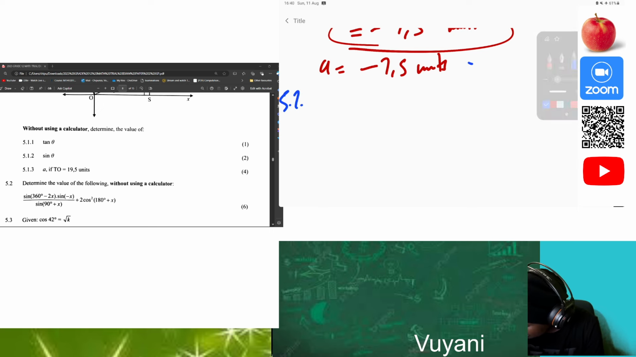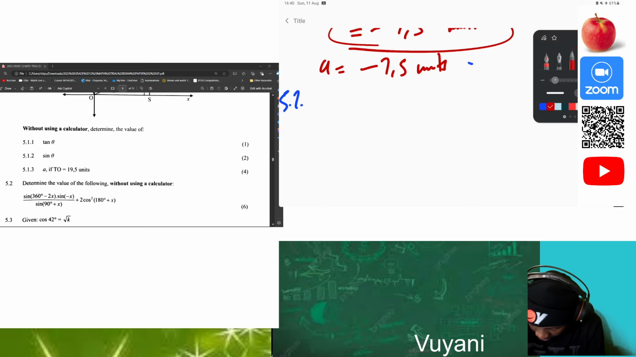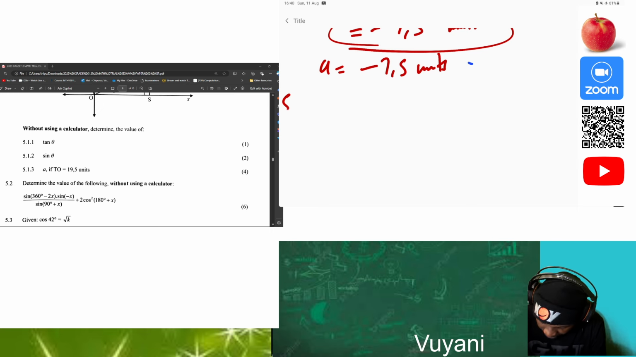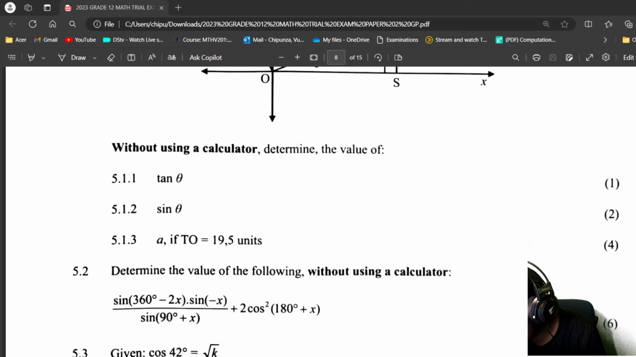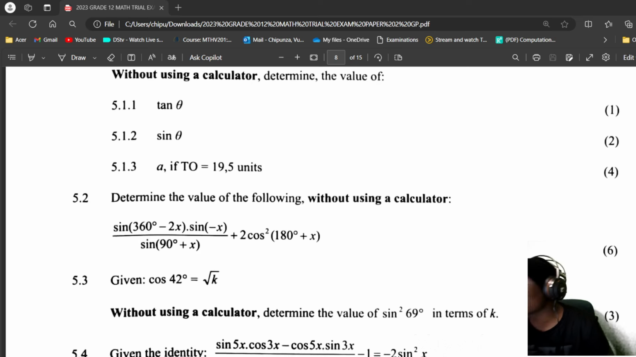5.2, back to red. I love red, I hate blue. Now let's go back to red 5.2. So now on 5.2 we are sold. Okay, let's enlarge our screen so that everyone can see what's happening now. On 5.2, determine the value of the following without using a calculator again. So please don't use your calculator to solve problems.